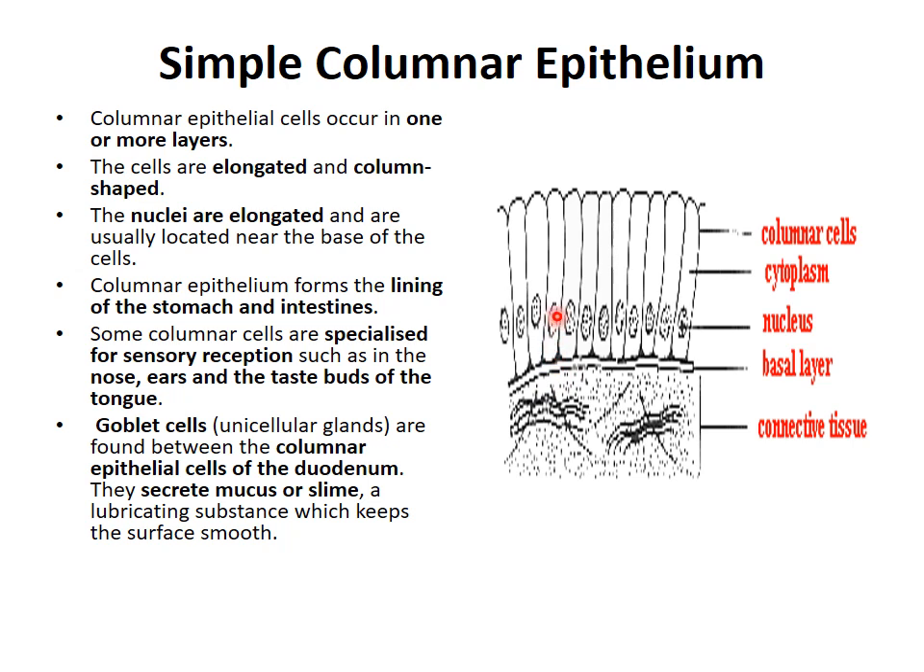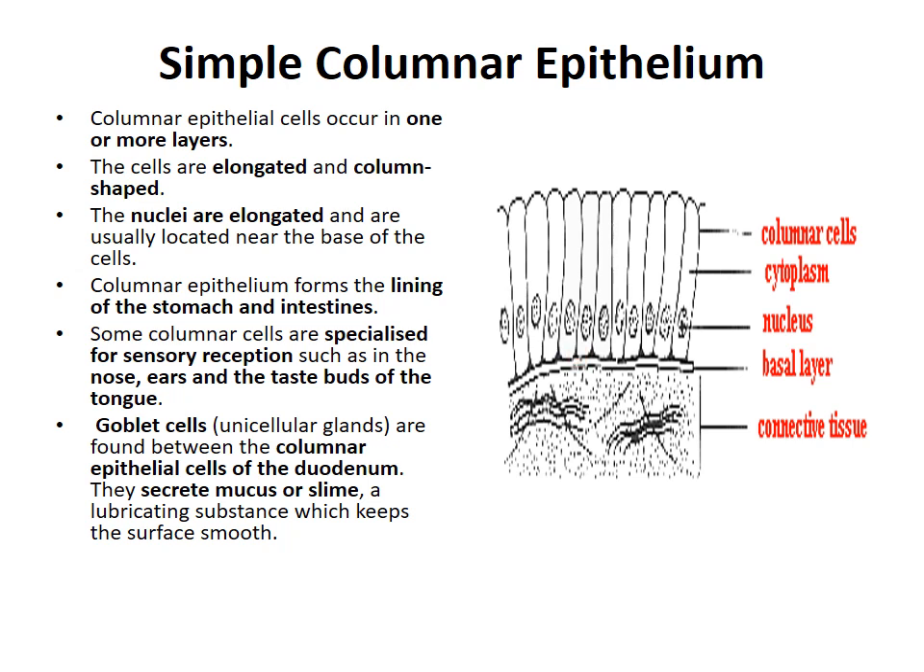Now, the simple columnar epithelium consists of column-like cells which have more height than width, and they have the elongated nucleus which is towards the basal surface. So the nuclei are towards the base more. They form the lining of the stomach and the intestines, and some columnar cells are specialized for sensory reception, such as in the nose, ears, and the taste buds of the tongue.